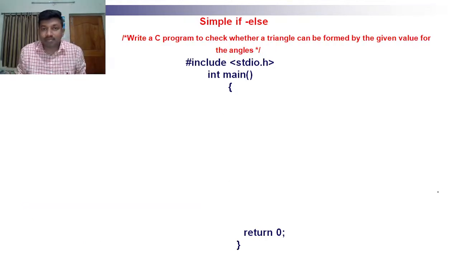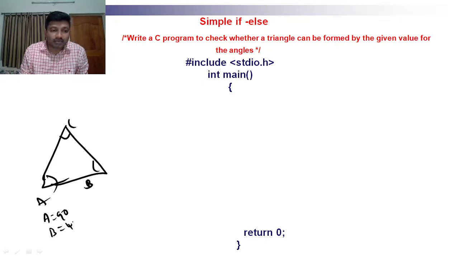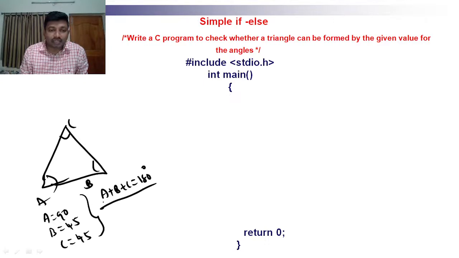Write a program to check whether a triangle can be formed by the given values of angles. So what does it mean? If you take any triangle, we have A, B, C. For example, if I say A is equal to 90 degrees, B is equal to 45 degrees, what should C be? C must be 45 degrees, because the sum of the angles, A plus B plus C, must always be 180 degrees. Then only it can form a triangle, or else it will not form a triangle.